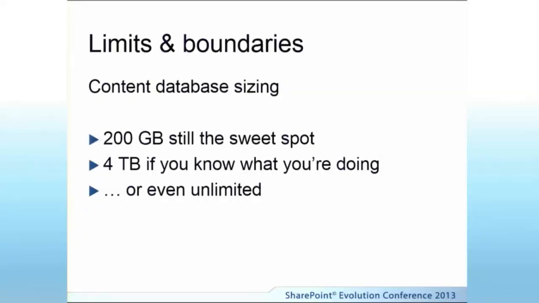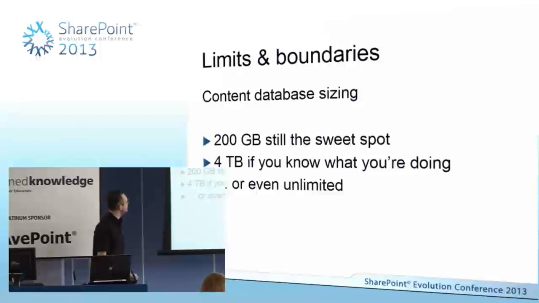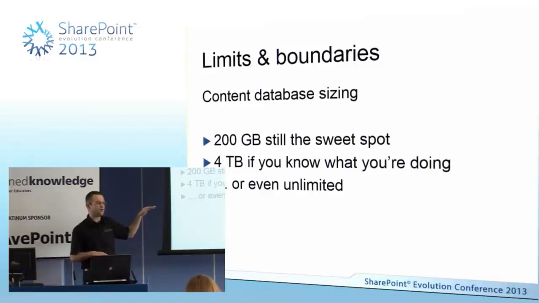So the limits and boundaries, you've probably heard this many times before. 200 gigabytes is still considered a sweet spot for a content database. In the past, the advice was to have 100 gigabytes, then 200 gigabytes. Well, for general usage, 200 gigabytes is still okay. You can do what you want with 200 gigabytes. You can go to 4 terabytes in a content database if you really know what you're doing.